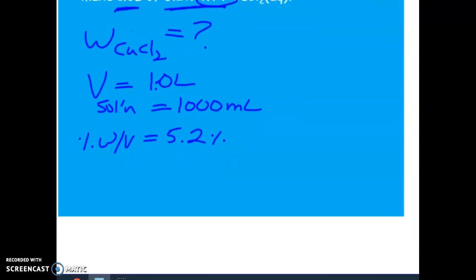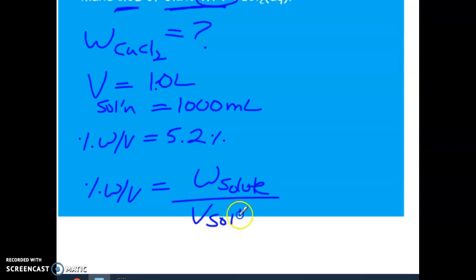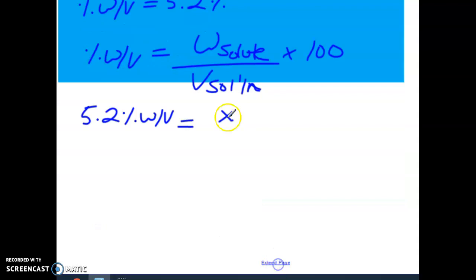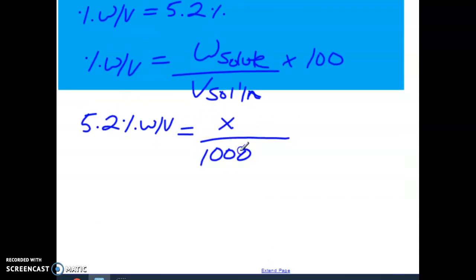So let's take a look at our formula. Percent weight by volume, we know, is going to be the weight of the solute over the volume of the solution times 100. So again, we have 2 out of the 3 things here. We have 5.2%, and then you can replace this with an X or whatever. You can keep it as that. But basically, we're trying to solve for the numerator in this case. And the volume of the solution is 1,000.